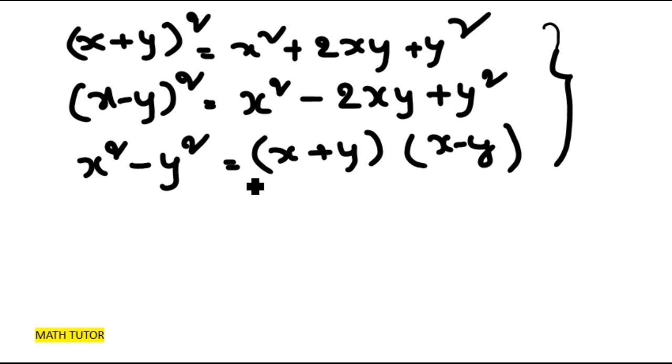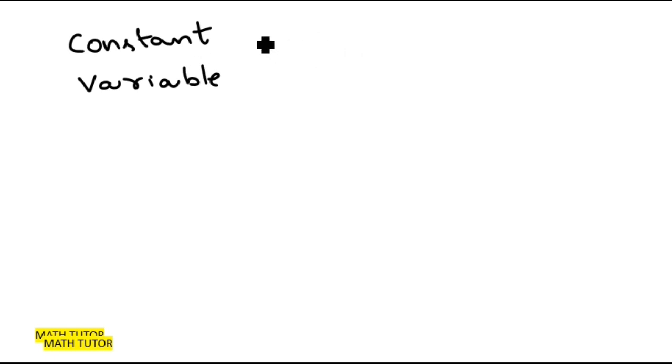These are all algebraic expressions, right? So what is an algebraic expression? It will have a constant and a variable. Clear? So what is a constant? A constant is something whose value remains the same or fixed. It does not change. That is what a constant is.